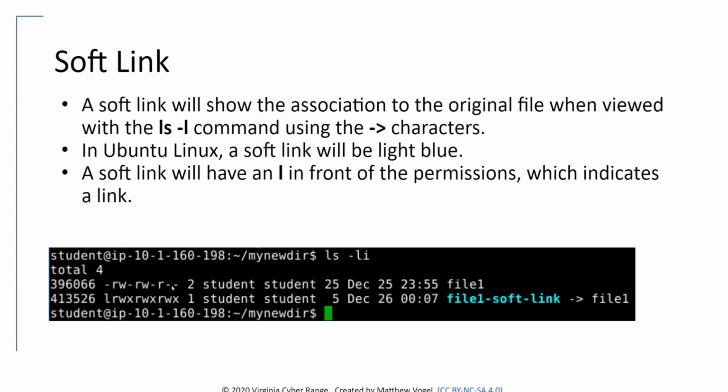Even though these permissions are on here, all this means is that you could actually access the file. Everyone could execute the soft link, but they would still only have the original permissions on the file. This one only has one hard link. It says student, the 5th of December, which is the timestamp, and then this is pointing to file1.